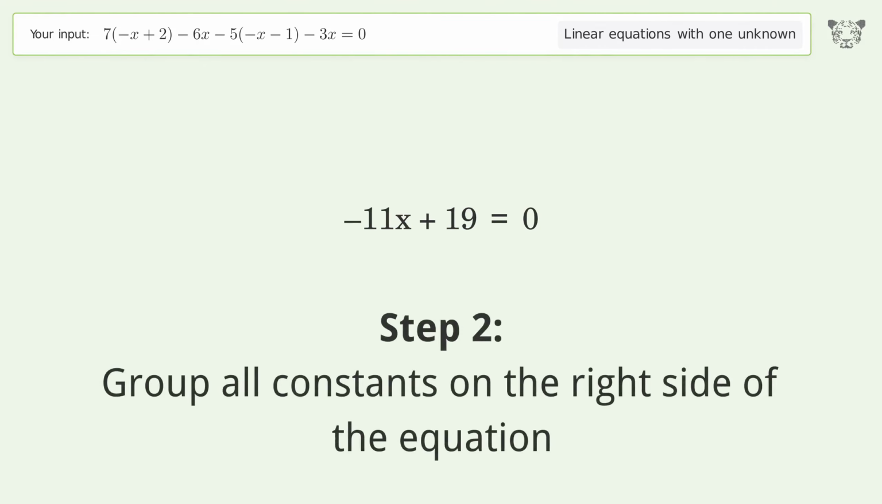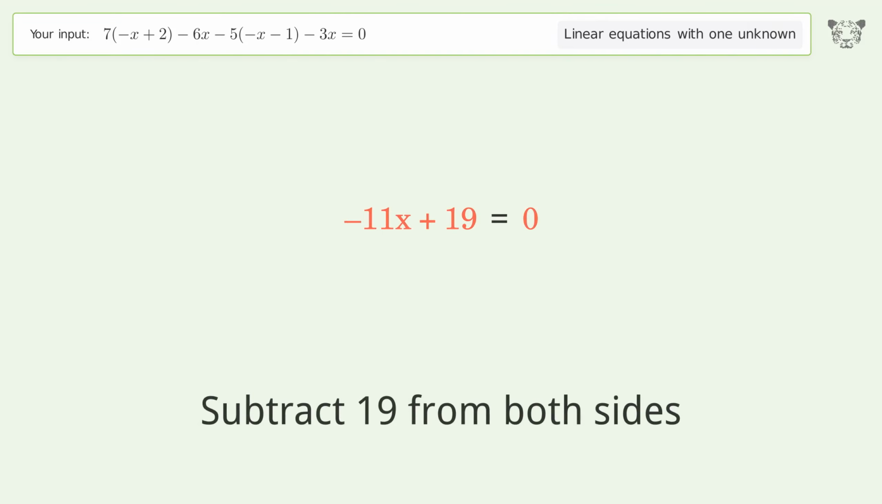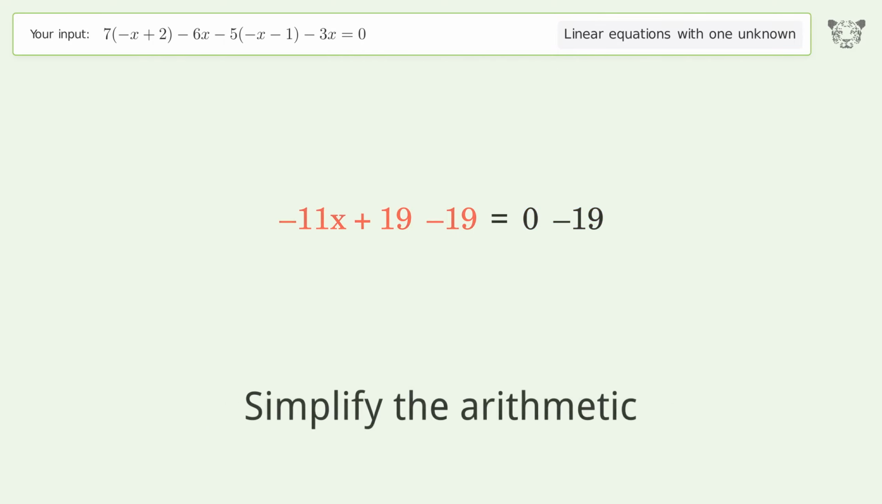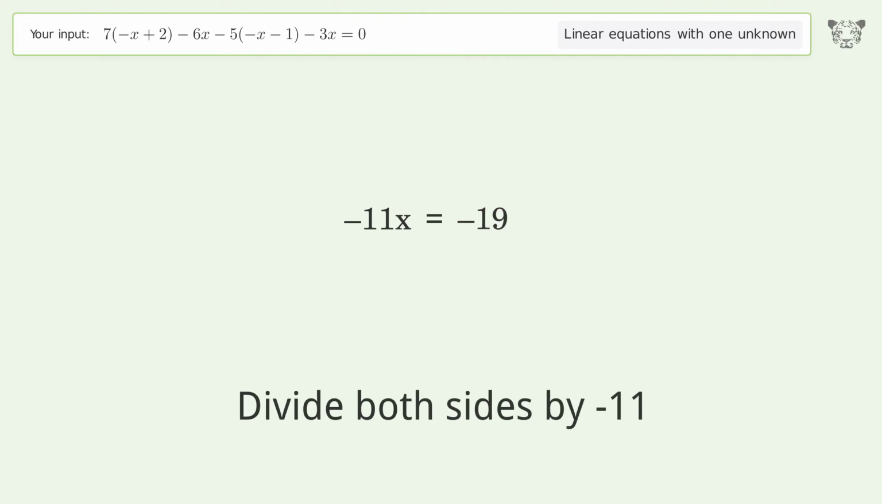Group all constants on the right side of the equation. Subtract 19 from both sides. Simplify the arithmetic. Isolate the x. Divide both sides by -11.